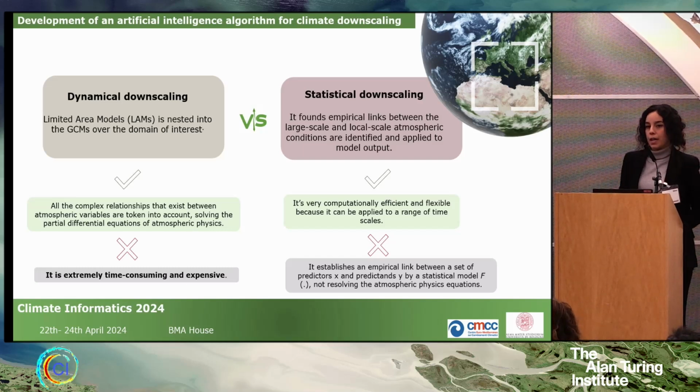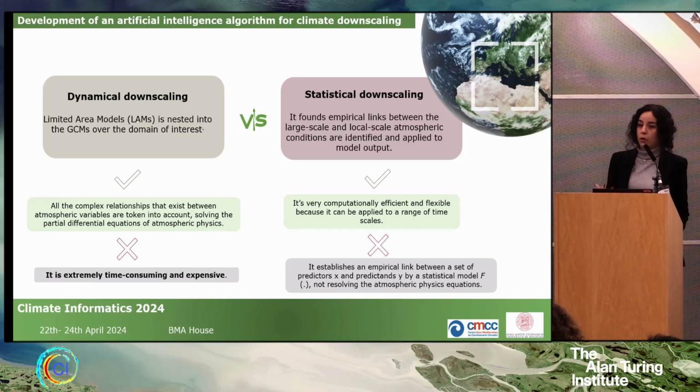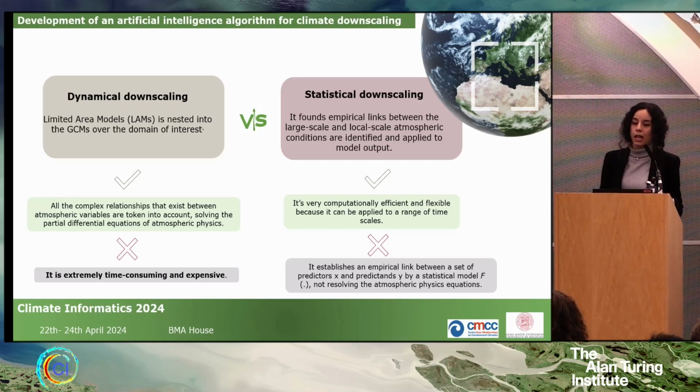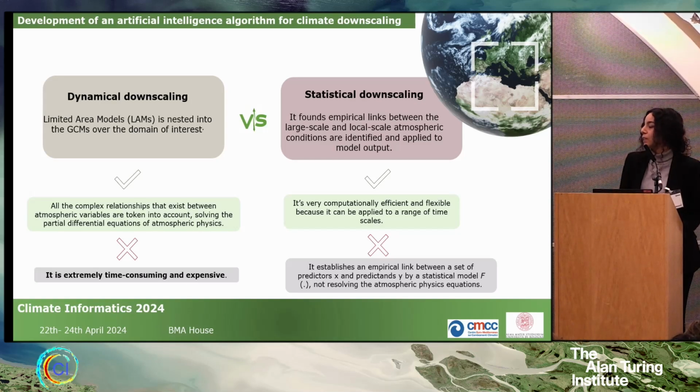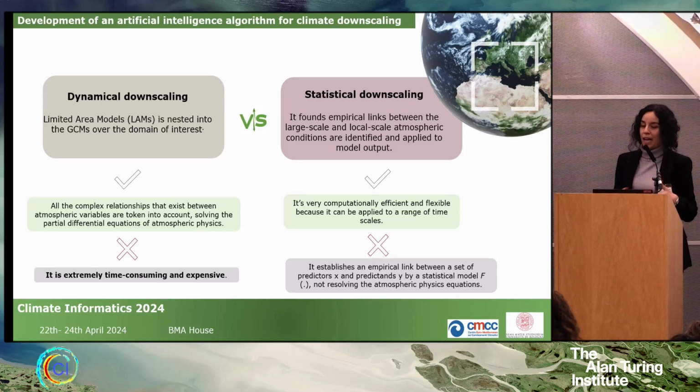We are aware that there are two types of downscaling, statistical downscaling and dynamical downscaling. Dynamical downscaling resolves the complex relationship between physical variables by solving partial differential equations. And this is the advantage of dynamical downscaling. But it is extremely time-consuming and expensive. For this reason, a large part of the scientists moved to statistical downscaling, because it is very computationally efficient and flexible. But it establishes an empirical link between a set of predictors and a set of predictands.